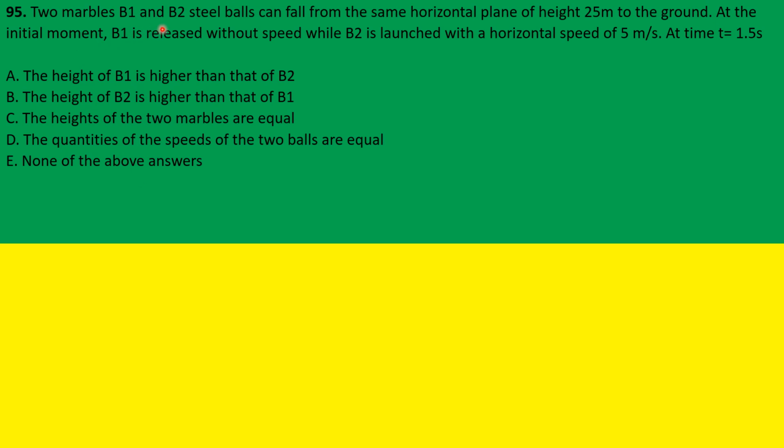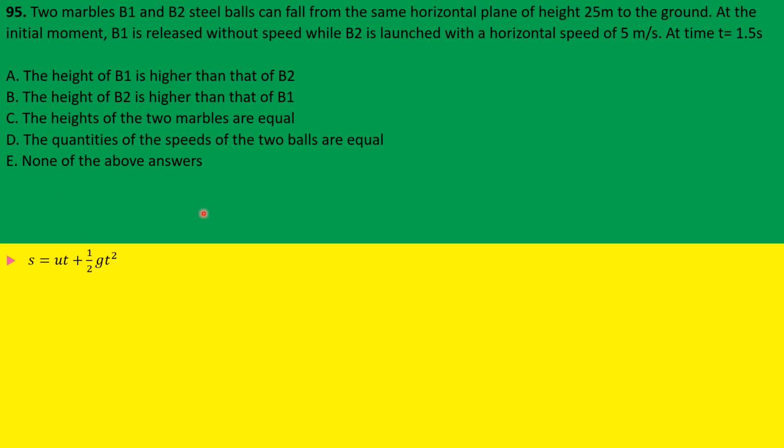Two marbles B1 and B2, steel balls, fall from the same horizontal plane at a height of 25 meters to the ground. At the initial moment, B1 is released without speed, while B2 is launched with a horizontal speed of 5 meters per second. At time t equals 1.5 seconds, and then you have these options. Alright, so we are just going to look at what's happening. So we have the equation of motion that governs this particular motion. So we have s equals ut plus half gt squared.